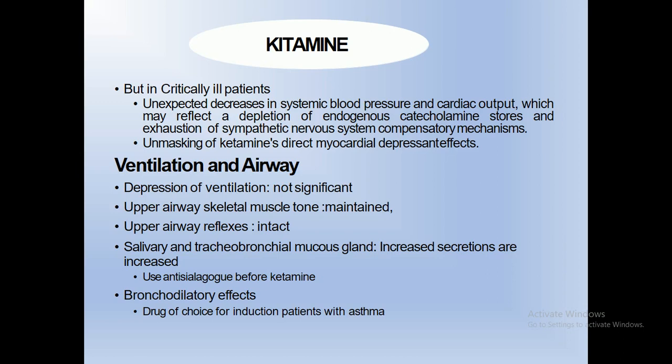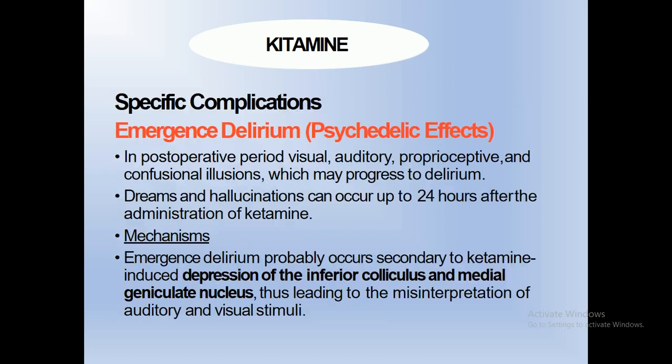Upper airway skeletal muscle tone is maintained. Upper airway reflexes are intact. Salivary and tracheobronchial mucus gland secretions are increased, so use anti-sialagogues before ketamine. It has a bronchodilatory effect, so it is the drug of choice for induction in a patient with asthma. Let's suppose for an asthmatic patient, ketamine is injected; this is the drug of choice for induction in a patient with asthma.